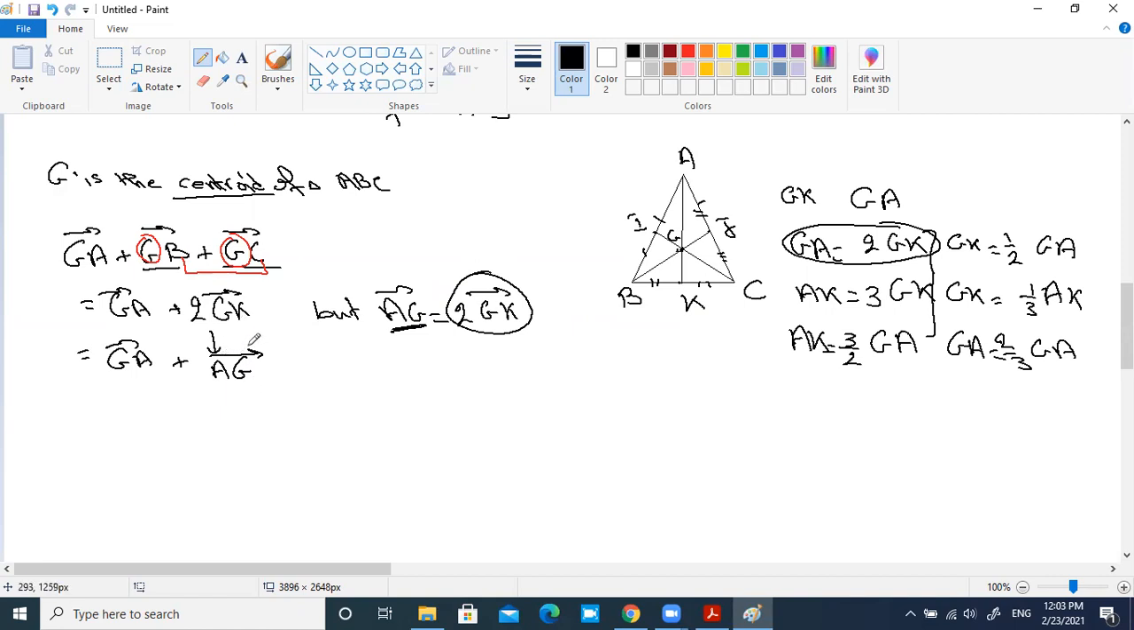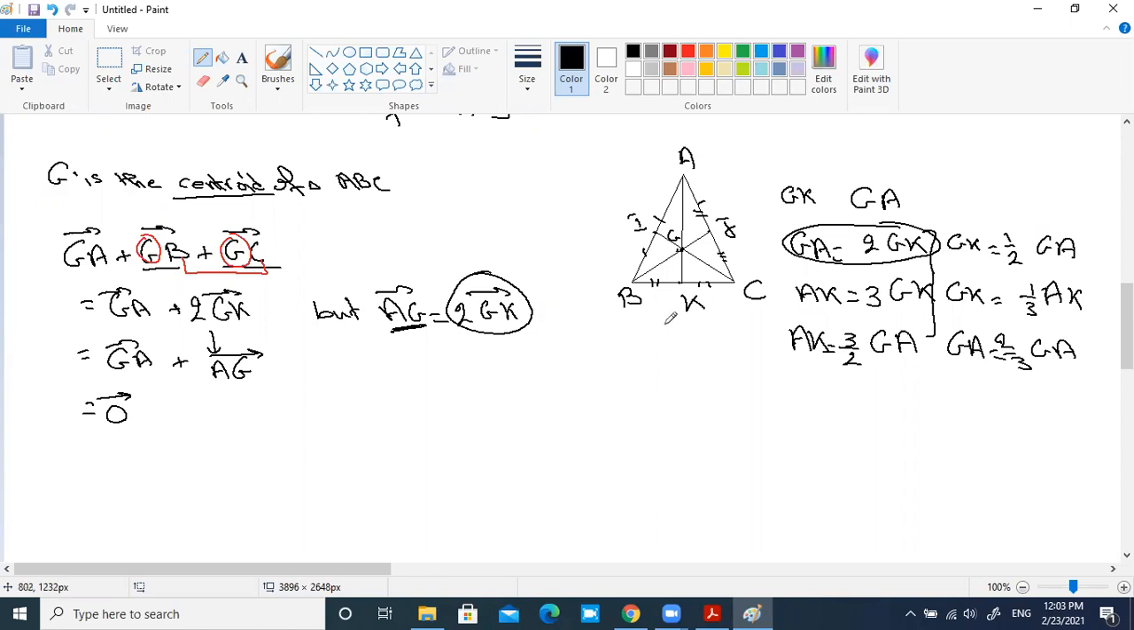Okay? And GA plus AG, what is the answer? G. So GA plus AG is zero. It is GG, which is zero vector, which is equal to 0 vector.